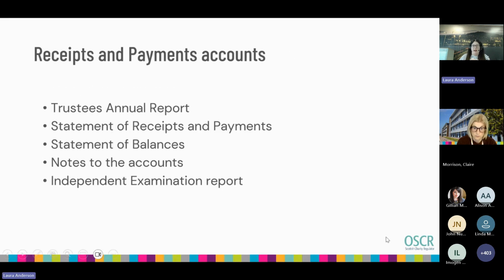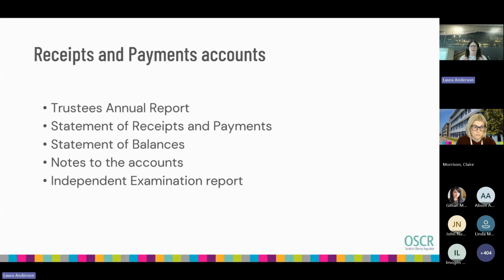So, as we touched on earlier, receipts and payments accounts can be prepared by all non-company charities where their gross annual income is less than £250,000 and where there's no requirement within the charity's governing document or by funders, or the trustees have not made a decision to prepare fully accrued accounts. So, as we said earlier, receipts and payments accounts are intended to be a simpler form of accounts for smaller charities. They show the money that has been received by the charity and what it has spent during the year through their bank and cash accounts.